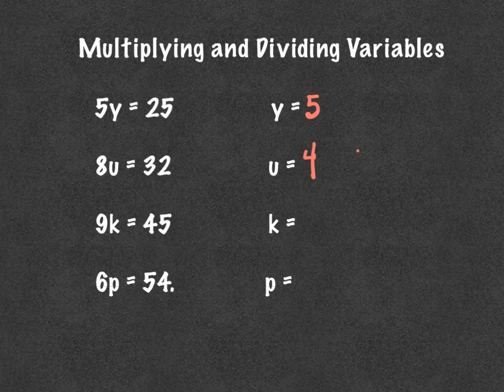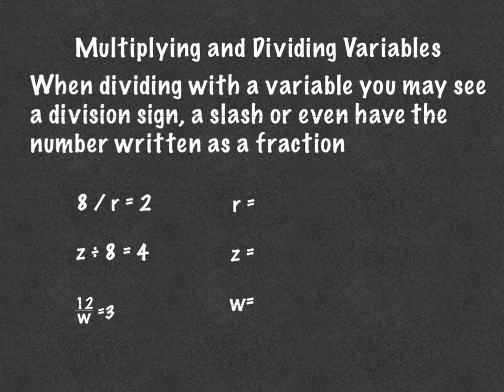9k equals 45. So 9 times what equals 45? 9 times 5, so k equals 5. 6 times p equals 54. 6 times 9 equals 54. So p equals 9.